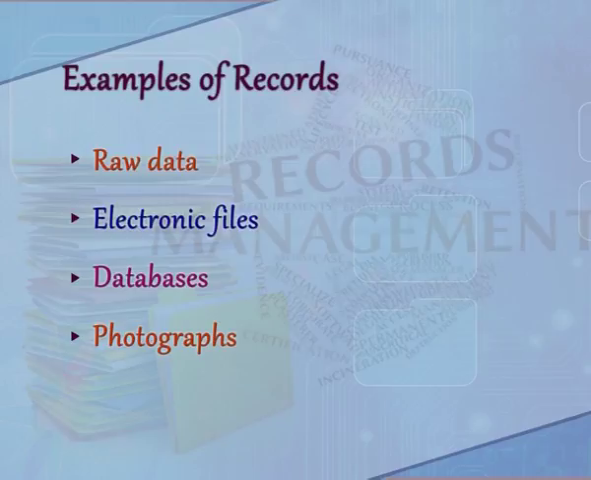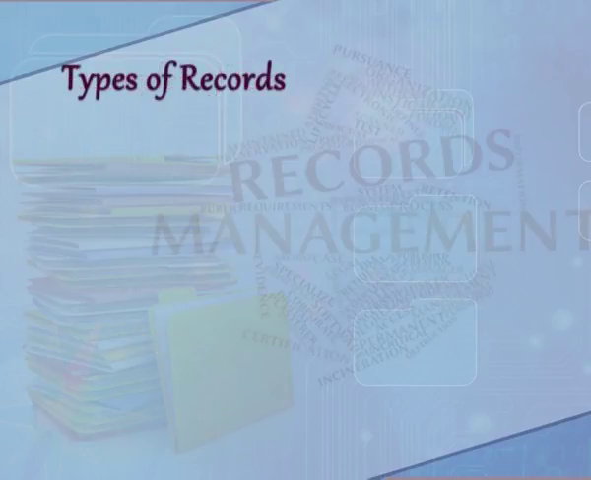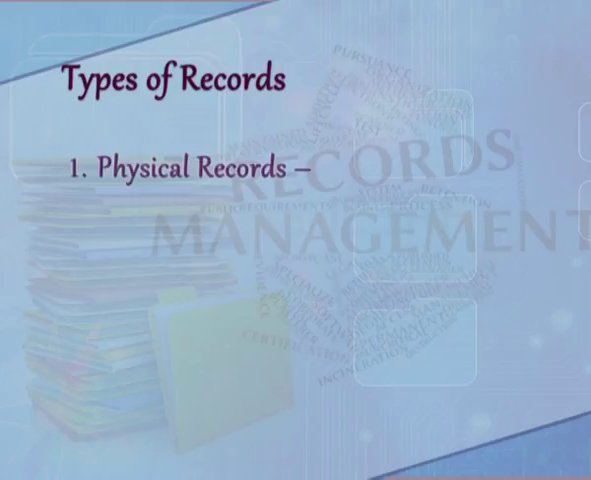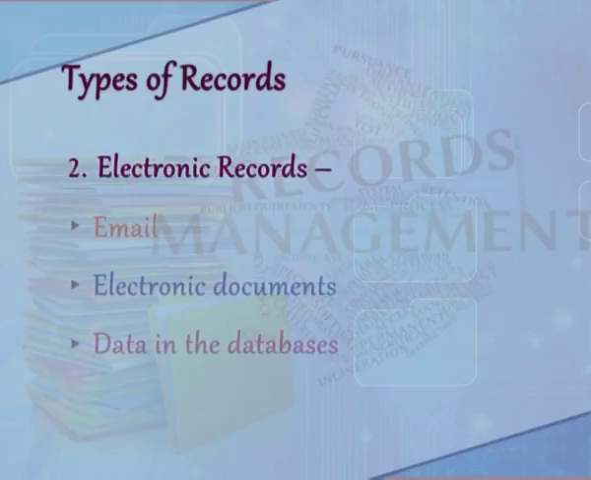are some examples of records. We can classify records in two ways. First is physical records. Physical records are paper, bills, etc. Second type is electronic records. Electronic records are mail, electronic documents, data in databases, etc.